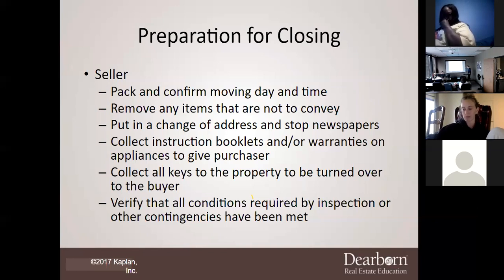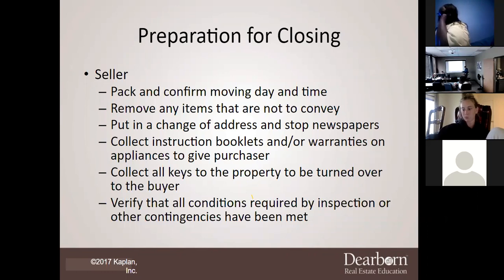A lot of people will not do that. And come to find out, they haven't even started moving out their stuff, and you're already in closing. It happens. And remove any items that are not to convey.